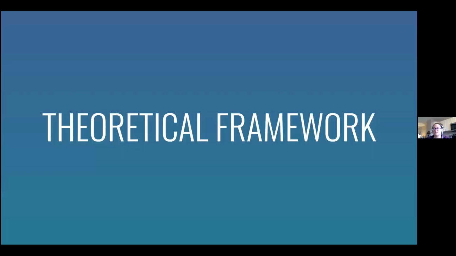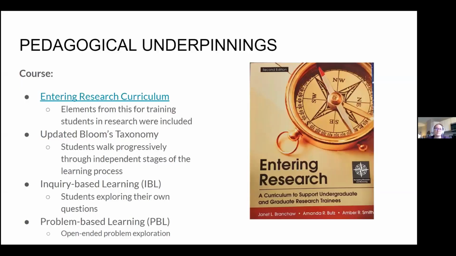And we'll start going from there in terms of the theoretical framework. We started this with the basics of the Entering Research curriculum. That has a lot of great resources in it for teaching students research literacy.